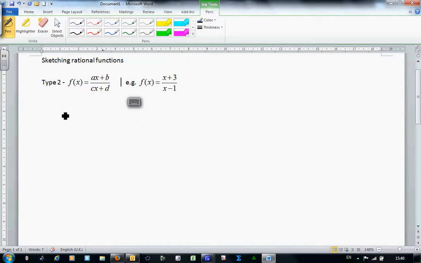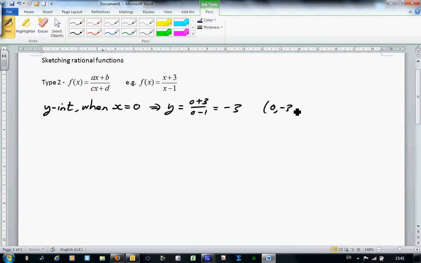So what can we do? We can do the y-intercept. I think that's probably the first thing. Obviously that is when x is 0, so that will imply that y equals (0 + 3)/(0 - 1), which is negative 3. So we have the point (0, -3) as the y-intercept.